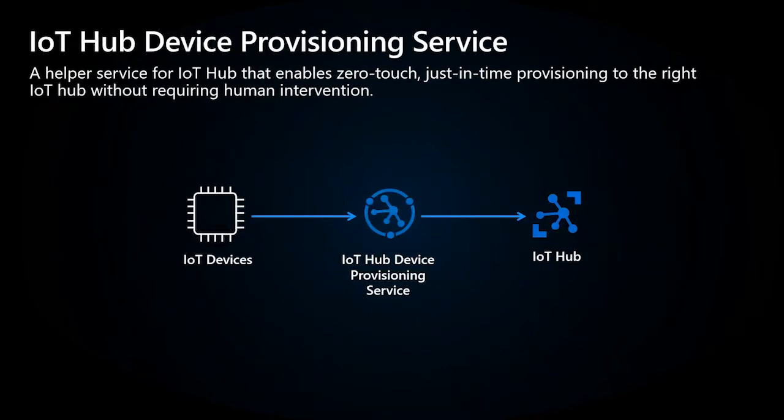And this is where IoT Hub device provisioning service comes into play. To mitigate some of those challenges mentioned, IoT Hub device provisioning service can simplify the provisioning setup and also allows for late assignment of IoT devices to IoT hubs after the device is connected. So let me go ahead and show you how this actually works.